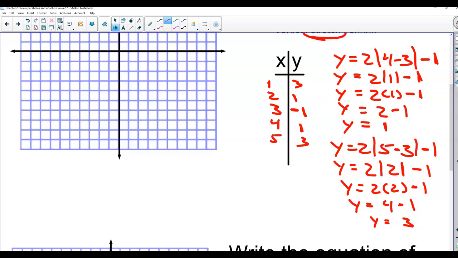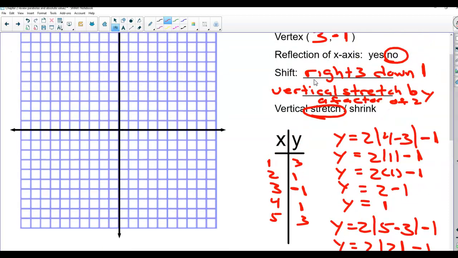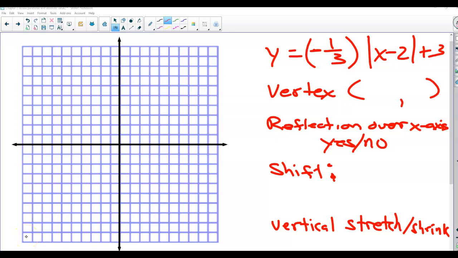And now I'm plotting the points. An absolute value graph is a V. It is straight lines. 3, negative 1. 2, 1. 4, 1. 1, 3. 5, 3. And there's my graph. Alright, so this is the problem I added to the review.